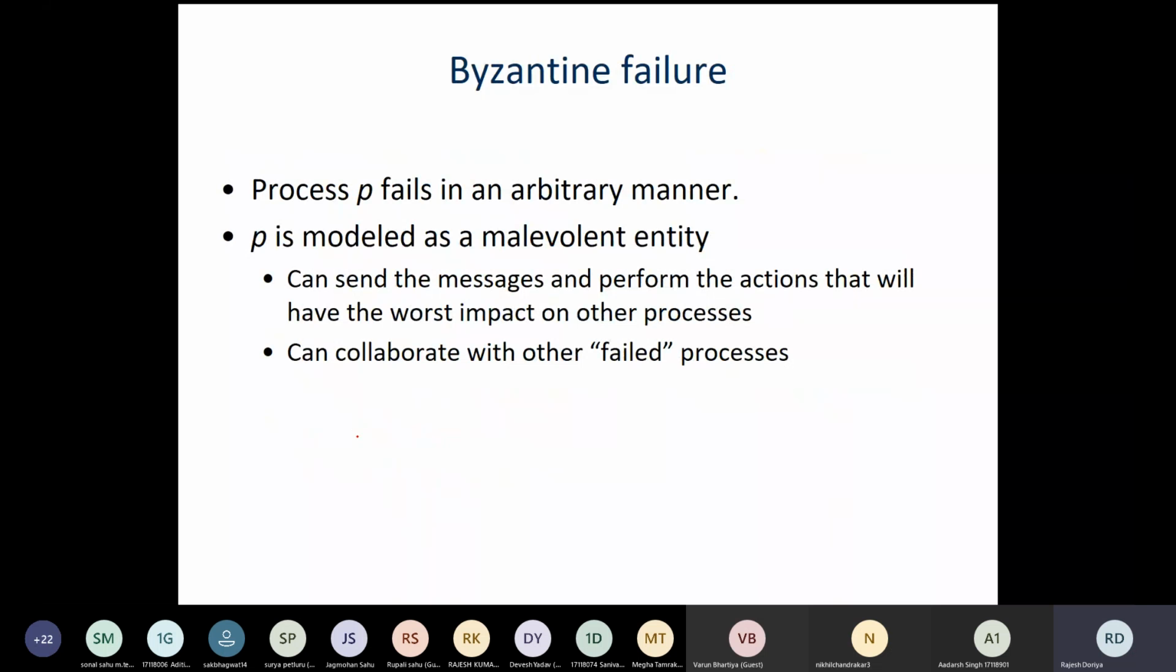Now here comes the Byzantine failure. In this case, a process may fail in a variety of ways which are totally unknown, and here the process can be modeled as a malevolent entity. That means it can send the messages and perform the actions that will have the worst impact on the other processes. And it may be possible that it collaborates with the other failed processes, and it may do something more wrong to the overall system. Okay.